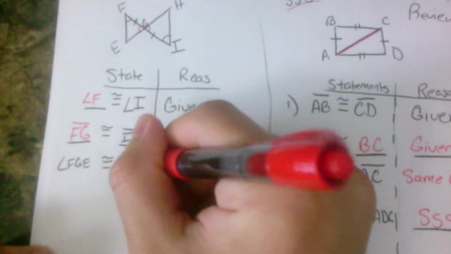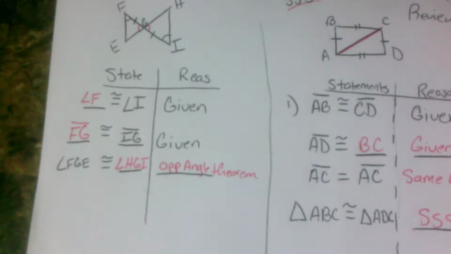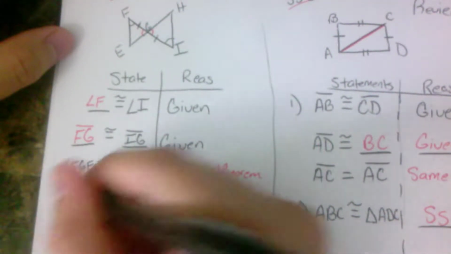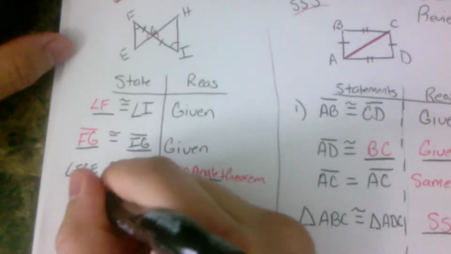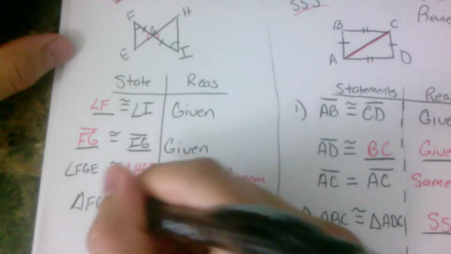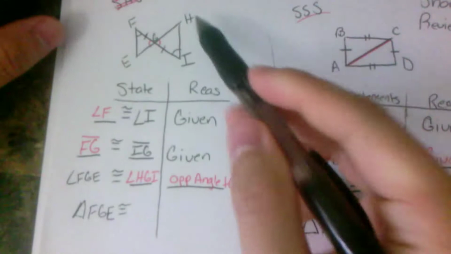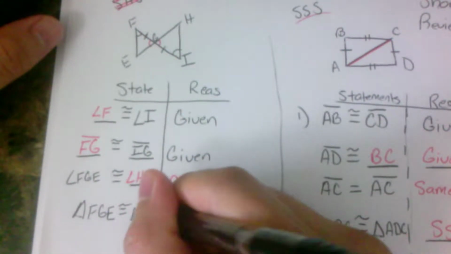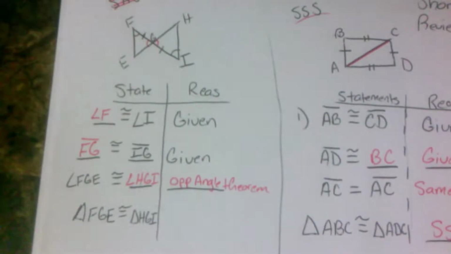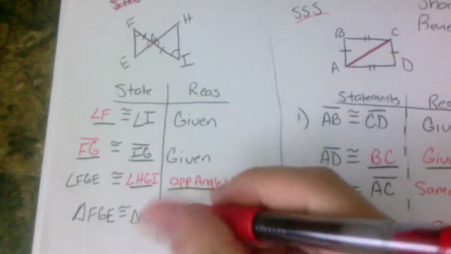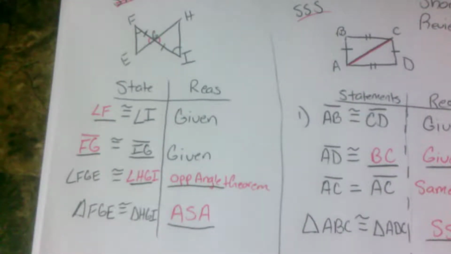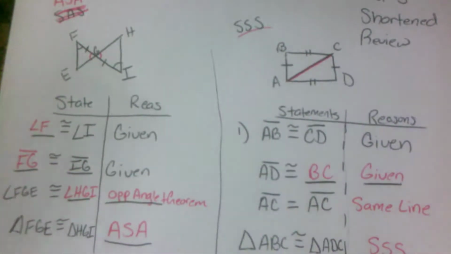Angle HGI. That's because of the opposite angle theorem. So now you know that these triangles are congruent. So the triangle FGE is congruent to the triangle HGI. And the reason is, so let's say there's another blank, it would be ASA. And you could write ASA theorem or something if you wanted to. But that is how to deal with the proofs that are going to be on this test.